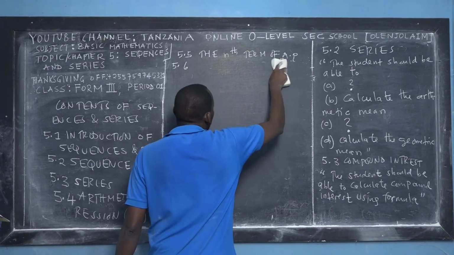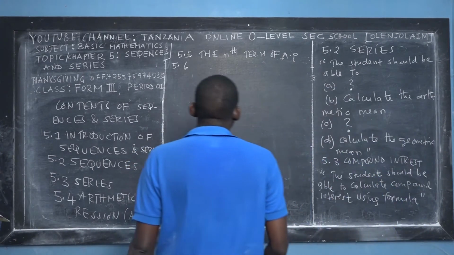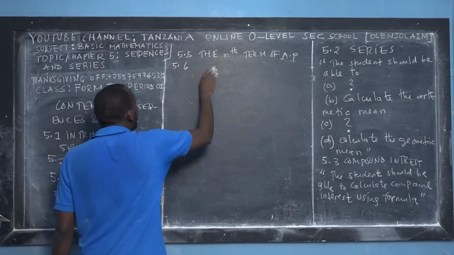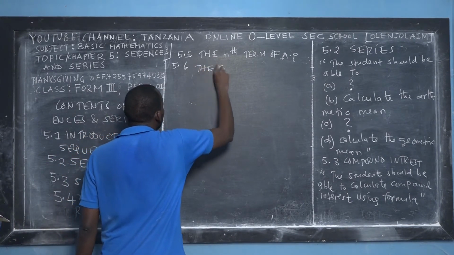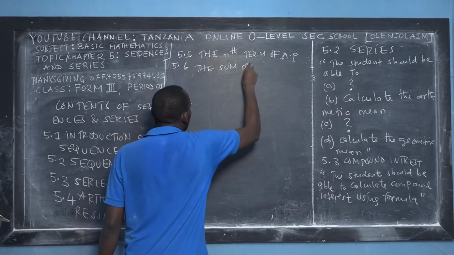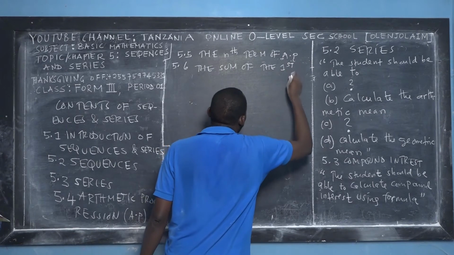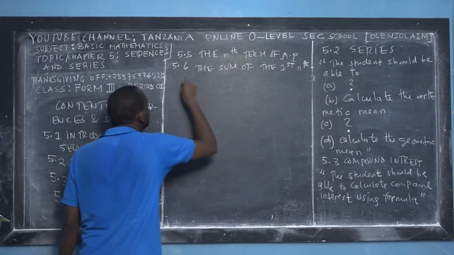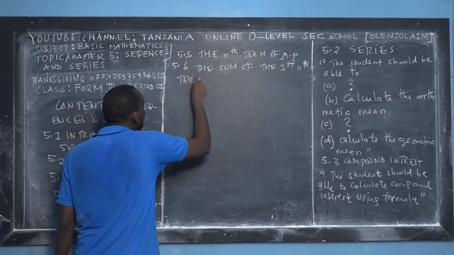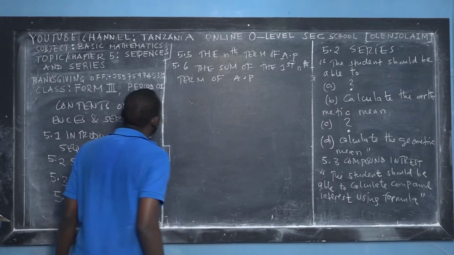So remember that when you'll be continuing with these sessions, you'll be marking what concept we have already covered. So I will be teaching how to find the sum of the first nth terms of arithmetic progression. That's the 6th concept.